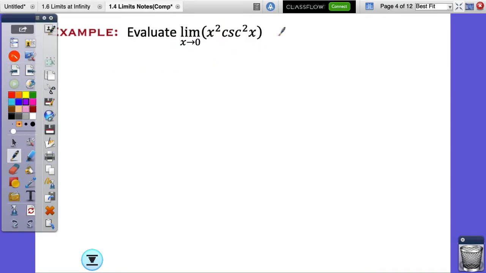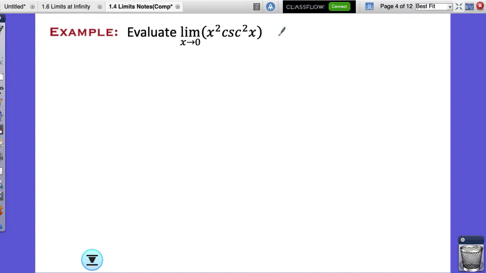Same thing is going to be true here. If I were to substitute 0 into cosecant, or cosecant squared, since cosecant is equal to 1 over sine, and since again at 0 sine is 0, cosecant is undefined there. So again I've got a case of 0 squared times does not exist squared.